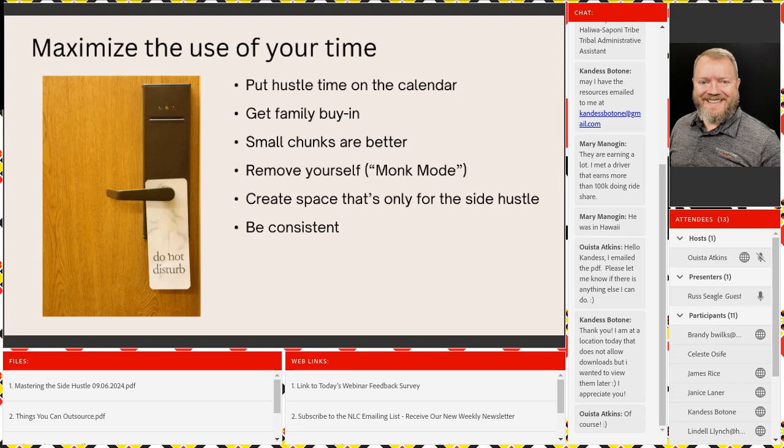For some of us, monk mode works really well. In other words, monk mode is remove yourself, go away from everybody, whether it's going to the garage, your she shed, a walk-in closet, your basement, your attic, or a spare bedroom, wherever that is. Separate yourself so that you can focus for a while. Even if that focus is only for 30 minutes to an hour, you're going to turn off the distractions.